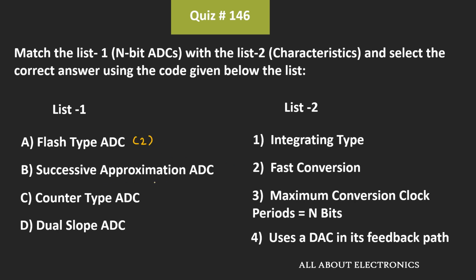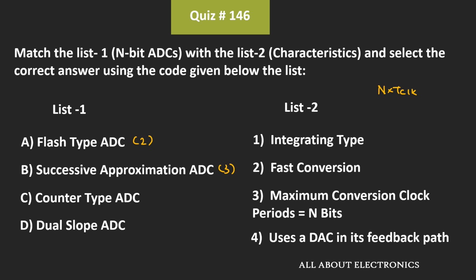Then if we talk about the successive approximation type ADC, then the conversion time depends on the number of bits. That means for the n bit ADC, the conversion time would be equal to n times t clock. And hence, for the successive approximation type ADC, 3 is the correct option.